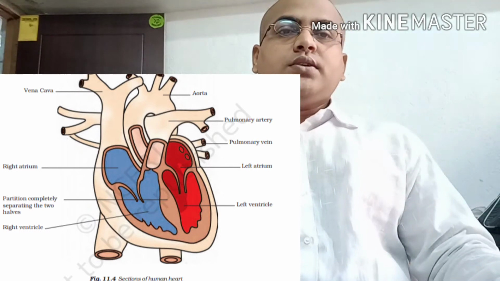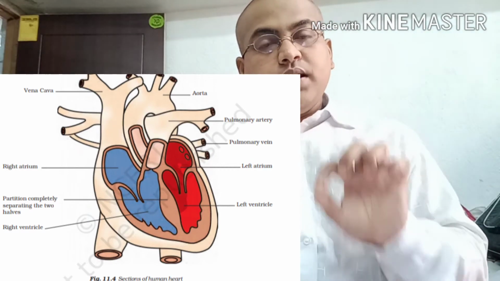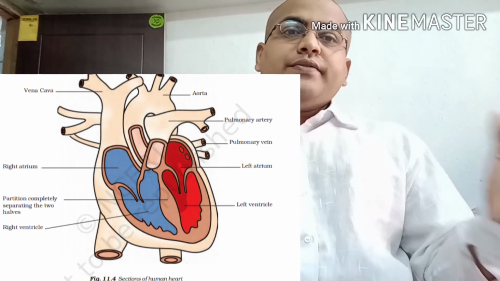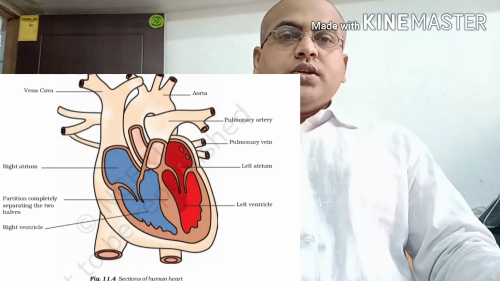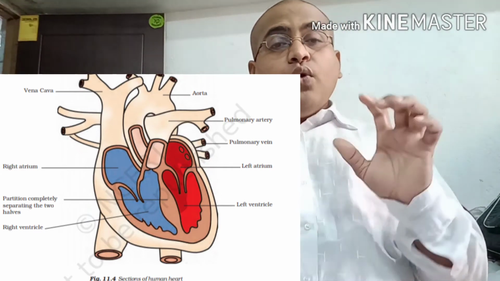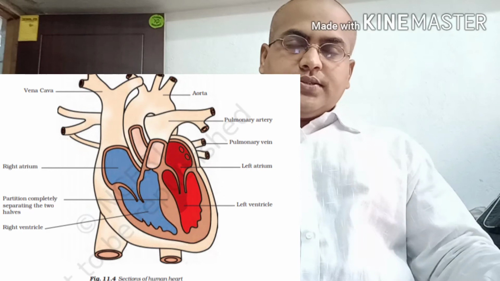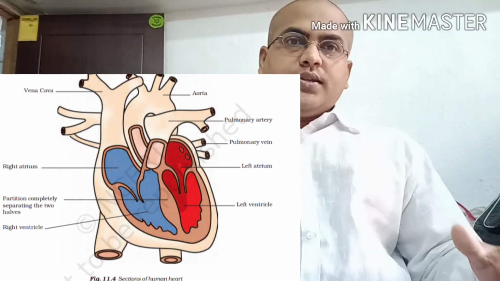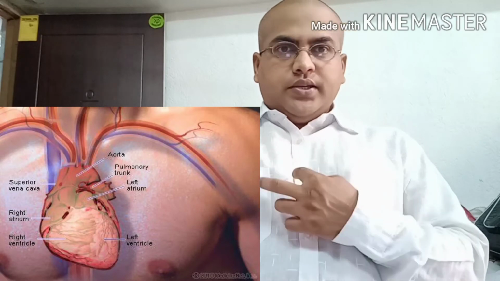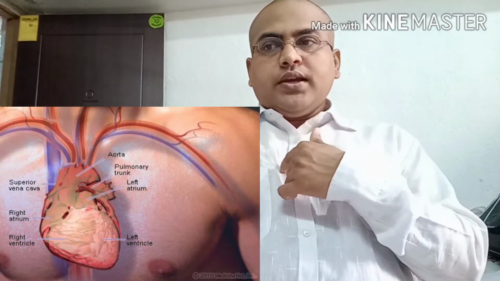Now in our heart, oxygenated blood, that is blood mixed with oxygen, and deoxygenated blood, that is blood mixed with carbon dioxide, are moving, and if they mix, it will create problems. So to separate these two types of blood, our heart is divided into chambers. There are 4 chambers in our heart. The upper 2 chambers are called atria, atrium or auricles. The lower ones are called ventricles. So 2 ventricles and 2 auricles: left ventricle, right ventricle, left auricle, right auricle.